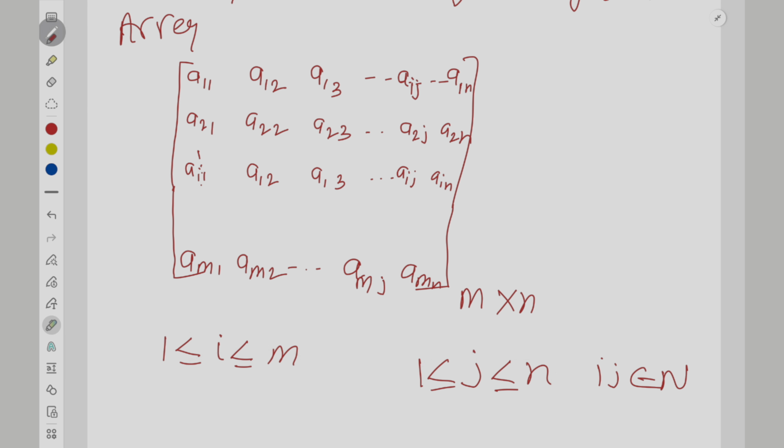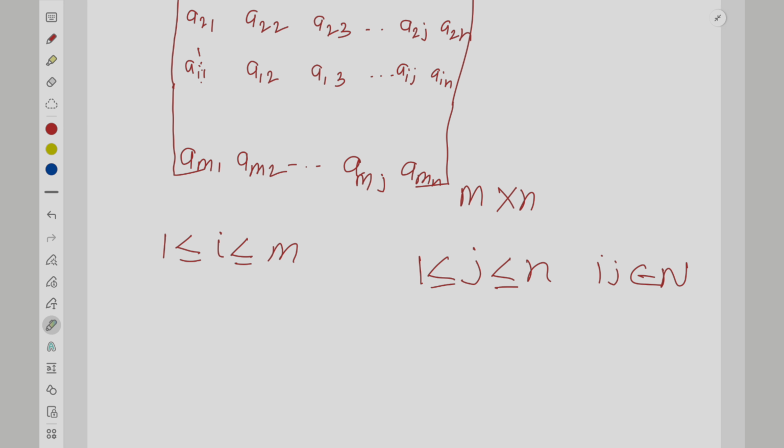This is the order of matrix. I think you are easily understanding what the order of a matrix is. In simple words, the number of rows and columns in a matrix is called the order of a matrix.